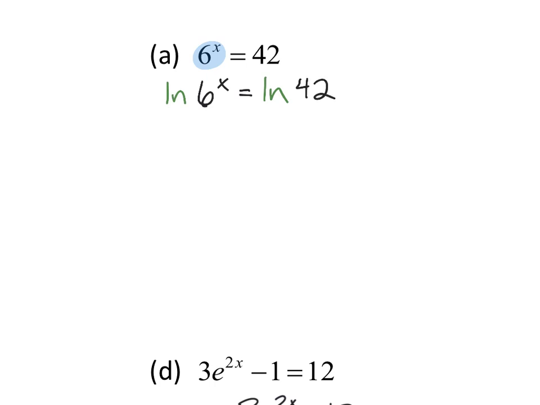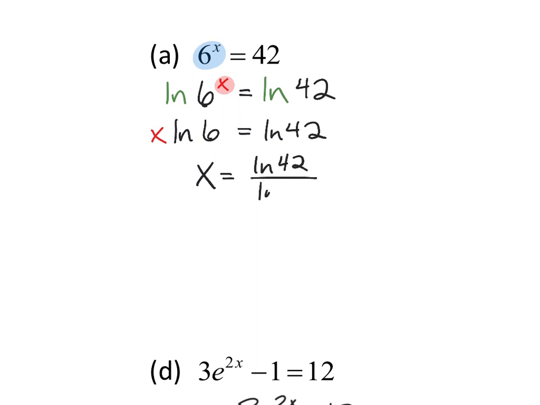For this one, since the bases do not match here with natural log of 6, we're going to use the power rule, which means we can take this exponent x and move it to the front. So that is going to be x times the natural log of 6 equal to the natural log of 42. My last step is to solve for x. Well, if I want x to be by itself, I would need to divide both sides by natural log of 6. I'm going to do that.